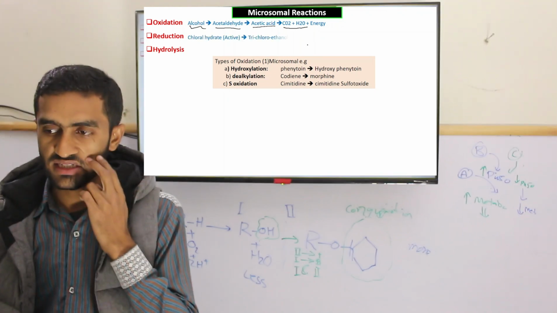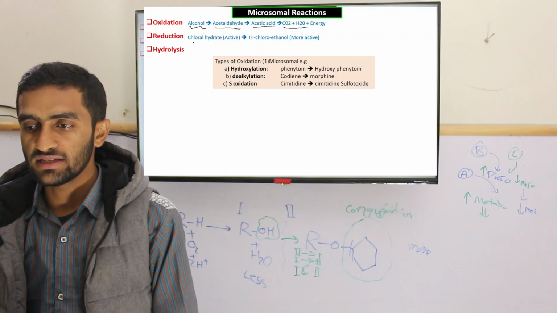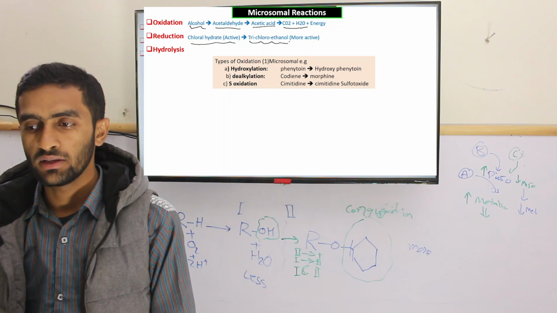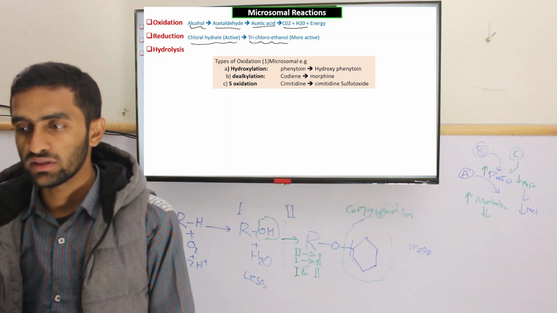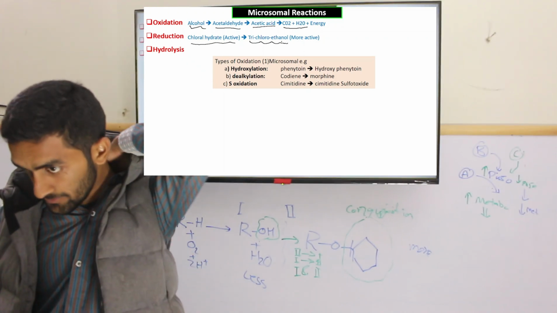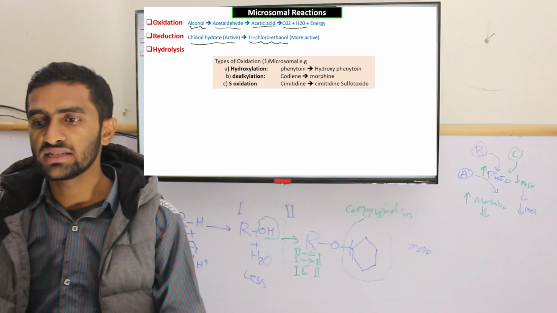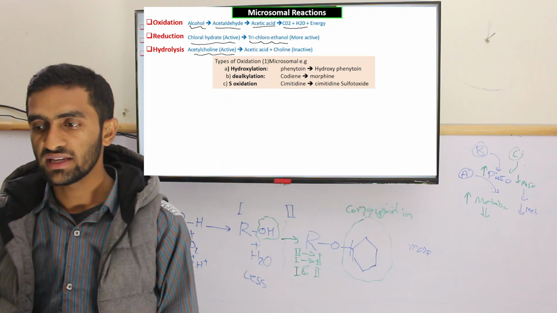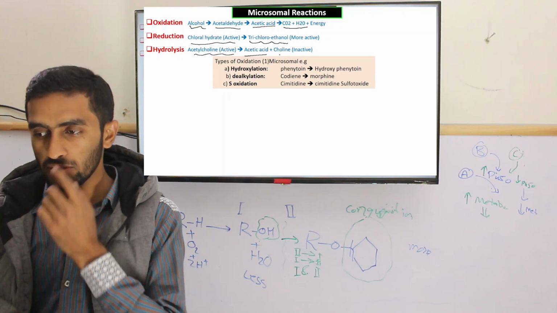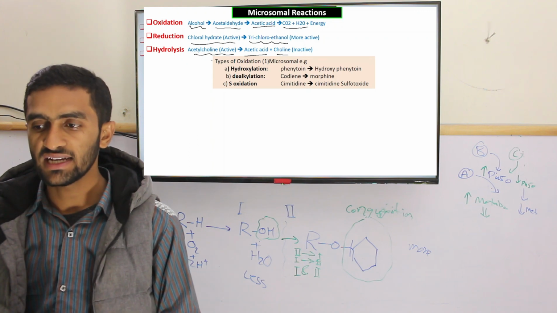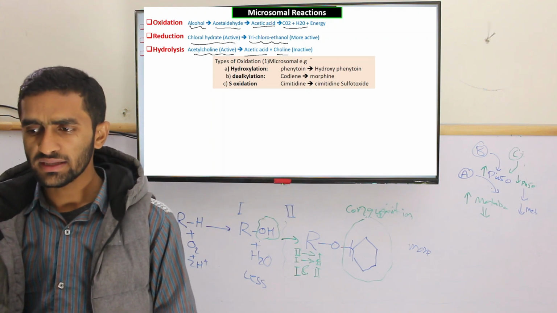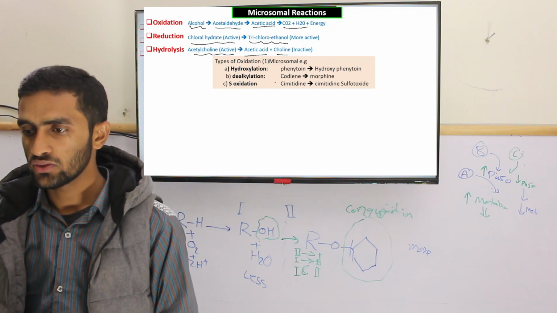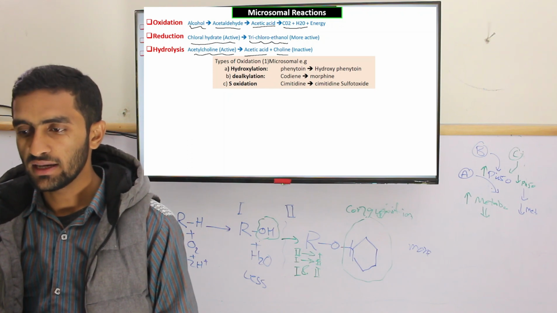If you look at the reduction, for example chloral hydrate, which is the active form, by the reduction they come into the trichloroethanol form, which is the more active form. So this is reduction. If you look at the hydrolysis, especially for acetylcholine, they break into two forms, acetic acid and choline, because it's acetyl and choline. Okay. So some other examples are hydroxylation and dealkylation and S-oxidation. So these are all examples of your oxidation step.